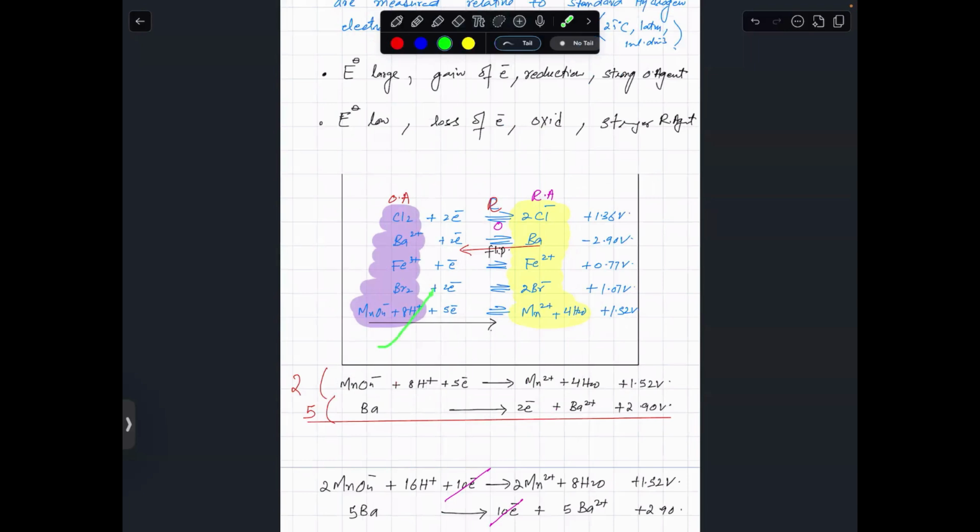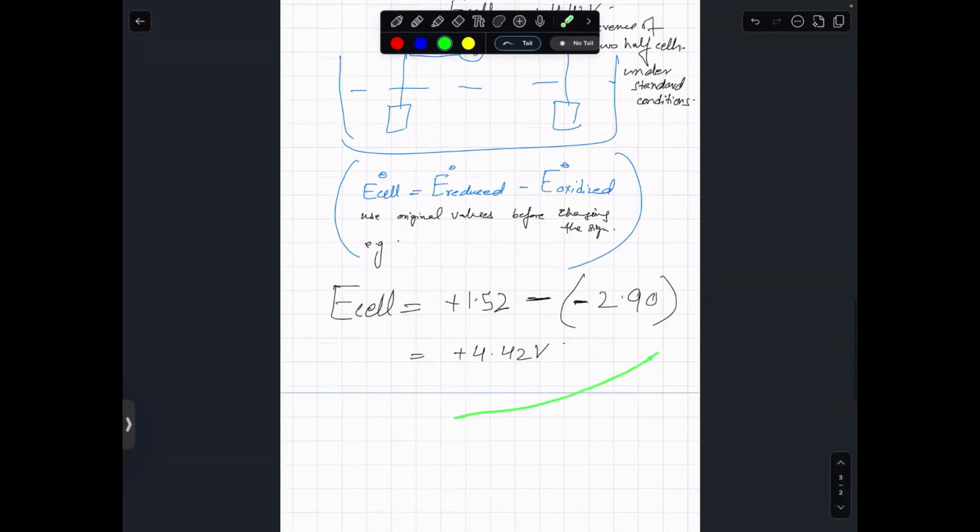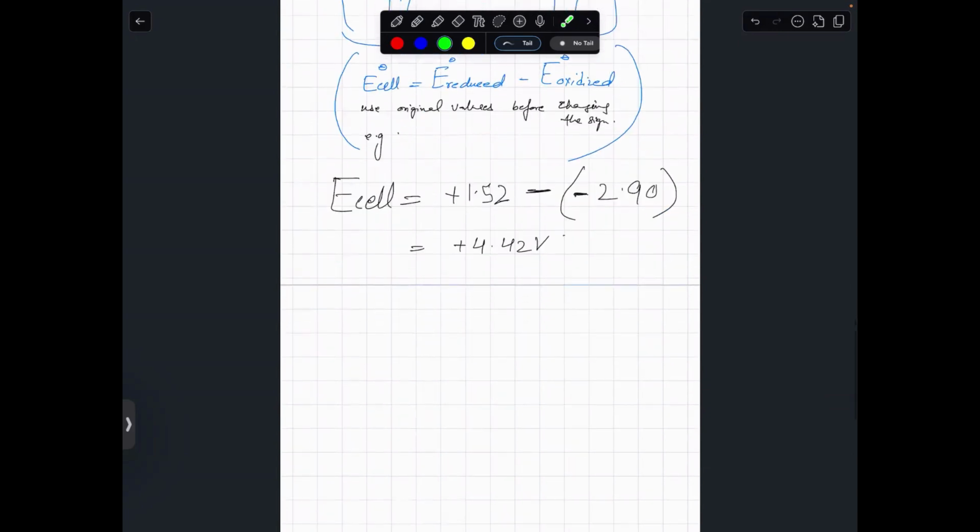So what is your conclusion? In any reaction, among the ones which are gaining, the one with the larger E naught will gain; among the ones which are losing, the one with the lower E naught will lose. The one which is gaining, keep it same. The one which is losing, flip it, change the sign and take the sum, and you will calculate the E cell.